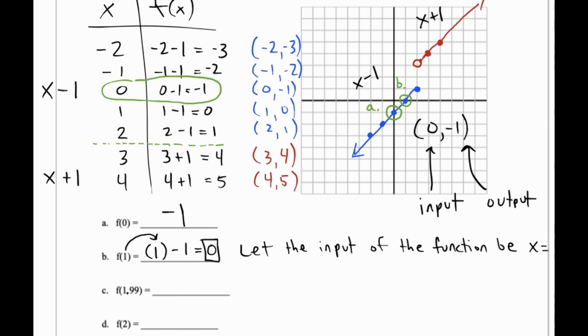Now, they want the input to be 1.99. We see that 1.99 is less than 2. And so for that reason, we want to follow the formula of x minus 1 still. So we'll use x minus 1. 1.99 minus 1 makes 0.99. Now, which point are they talking about here? They're talking about a point that's really close to the edge there, but it's still on the blue line.